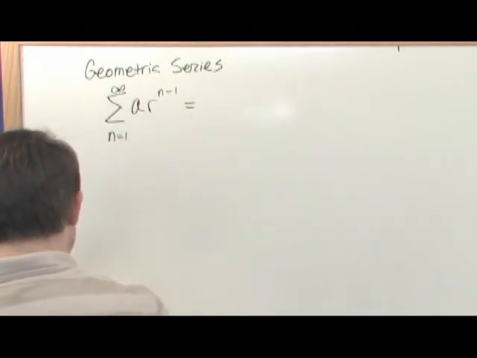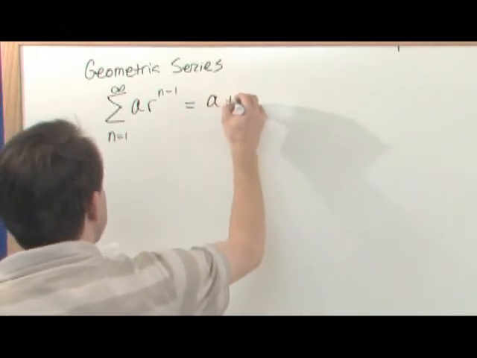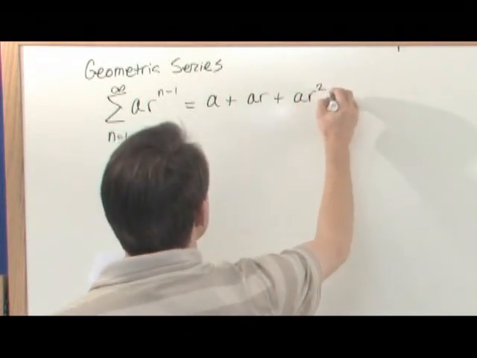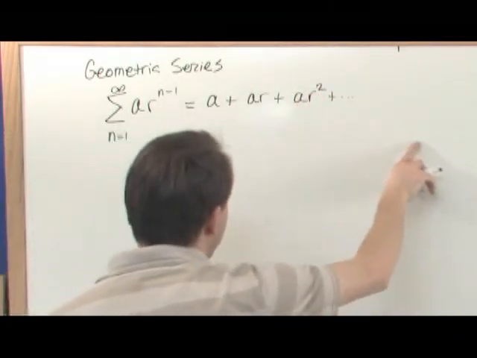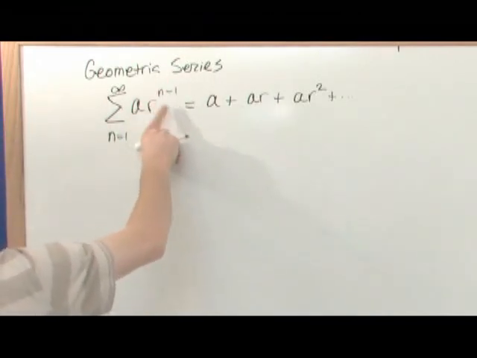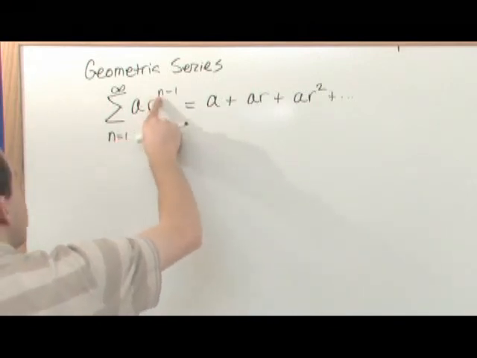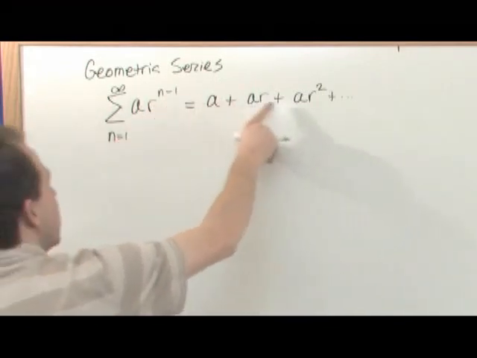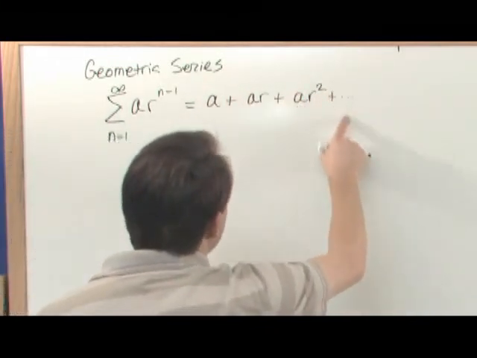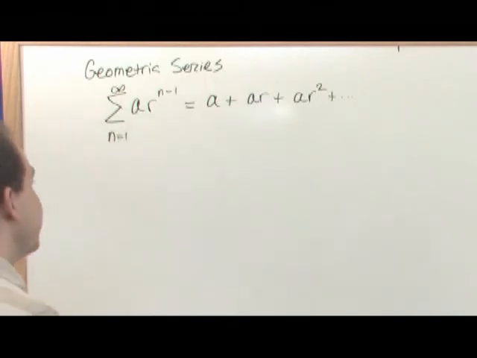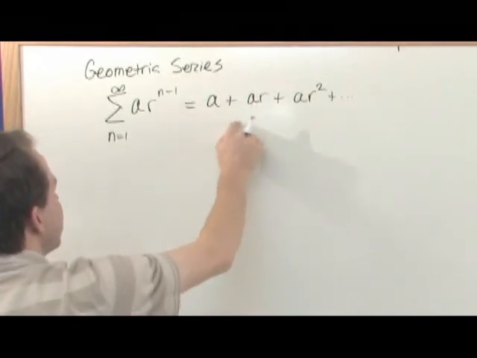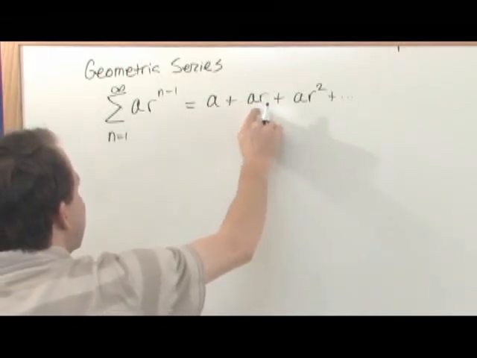It would be something like a plus ar plus ar squared plus dot dot dot, ar to the third, ar to the fourth, ar to the fifth, and so on. Notice when n is equal to 1, I have 1 minus 1, which is 0, so r to the 0 disappears, so I have a. And when n is equal to 2, then r to the 1, n is equal to 3, then that means r squared, and so on. So you see a plus ar plus ar squared plus ar cubed, whatever. It's called geometric, by the way, just so you know, because the adjacent elements in the sequence that you're adding together, if you were to divide these two, ar divided by a, you'll get r.